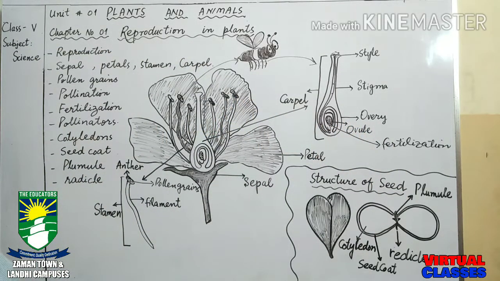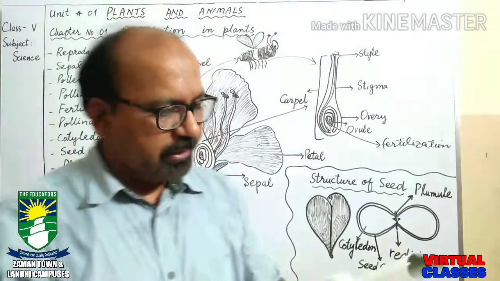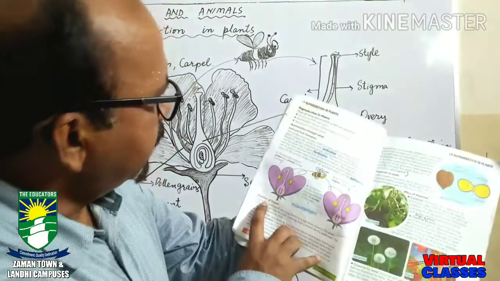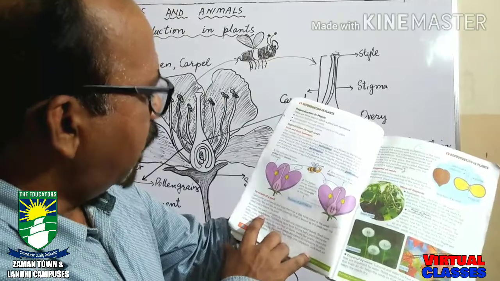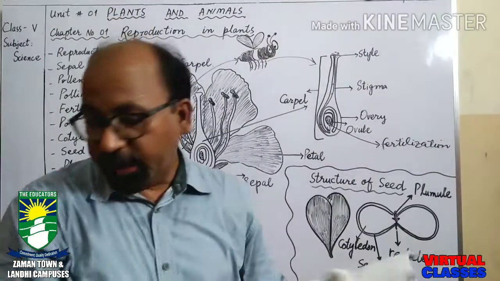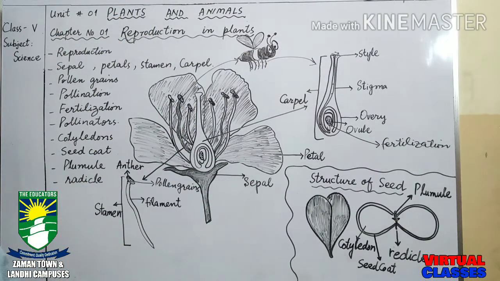Okay, so I have told you the structure of the seed. Cotyledons. Seeds are of two types.